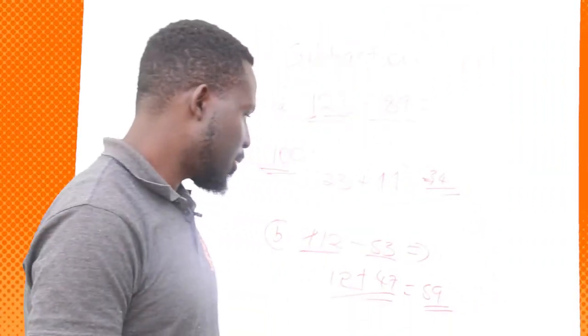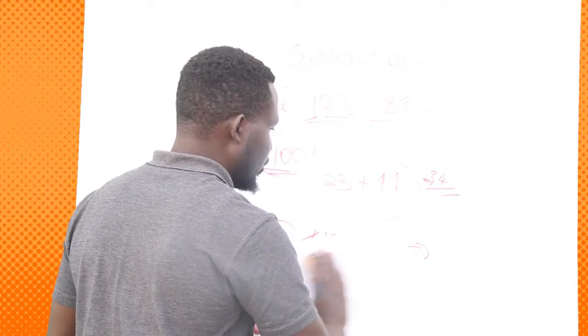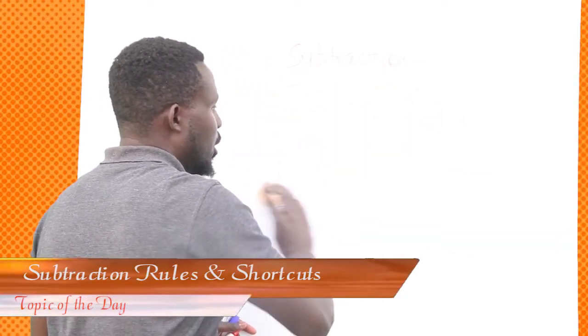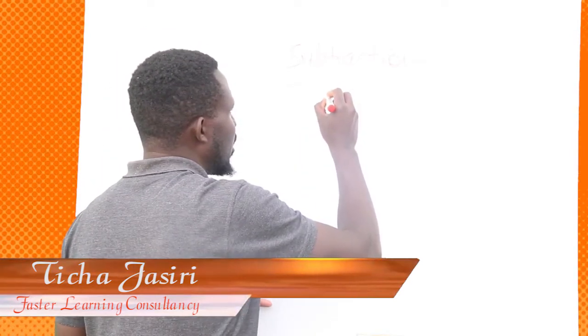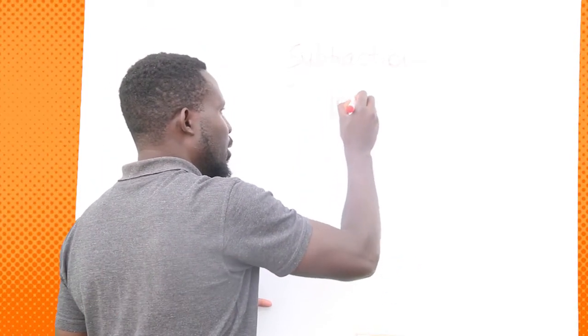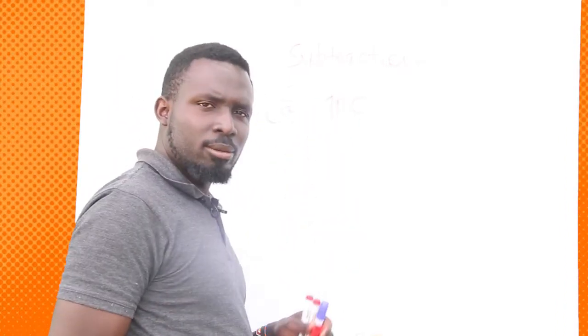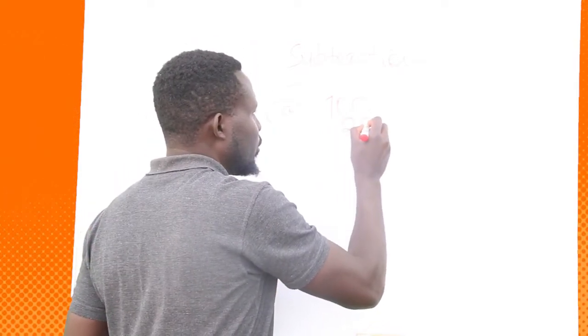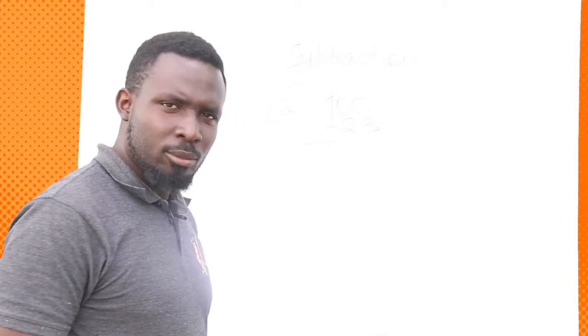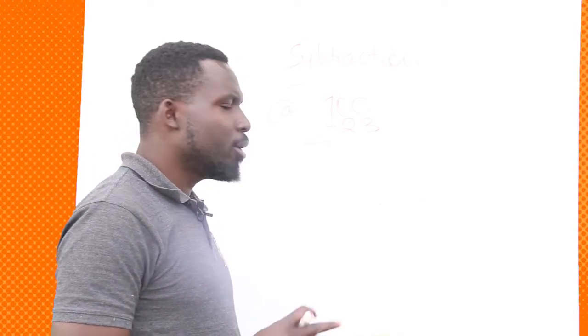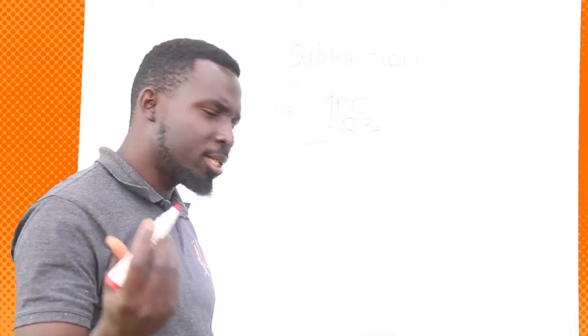Okay, so let's go to the next. I'm going to give you another tip. It's easier to do subtraction when you use what we call sutra, and this is mostly when you're doing whole numbers, okay? So assume you have 100 and you want to subtract 23. When you use sutra, this is the principle that works.